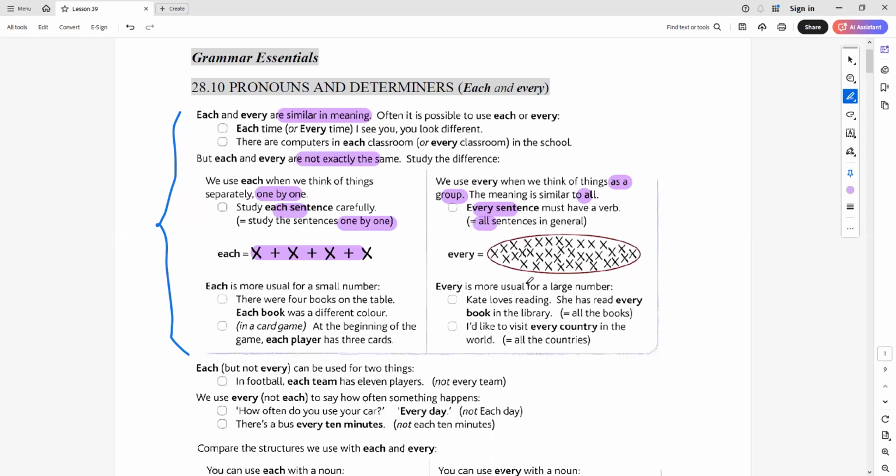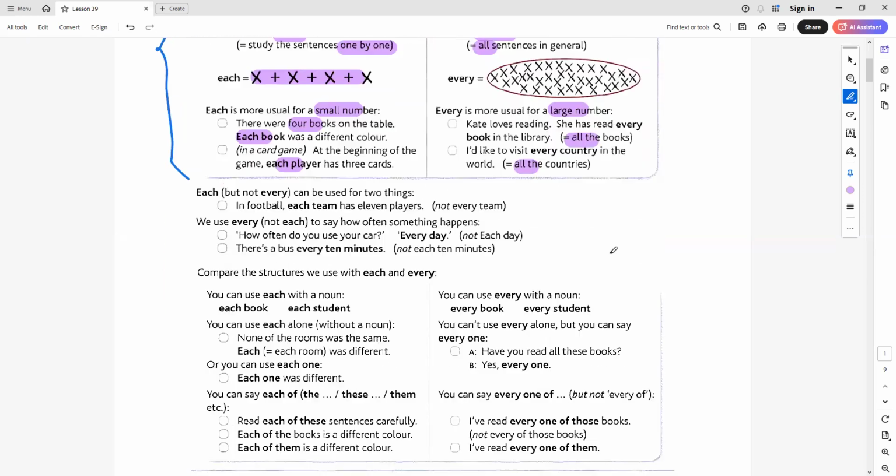Then we come to each and every here. Each is usually for a small number, but every is for a larger number. There are 4 books on the table, so each book was a different color. Also in a card game, at the beginning of the game, each player has 3 cards. But if you come to every, every means all. Kids love reading. She has read every book in the library, it means all the books. I don't like to visit every country, so there will be all the countries actually.